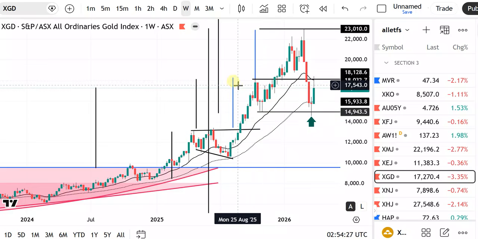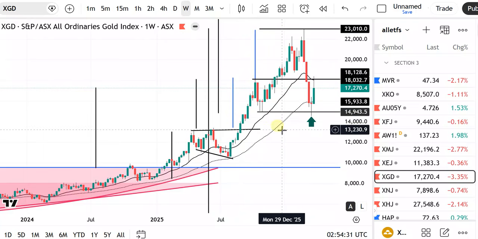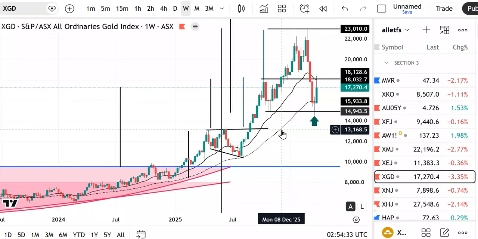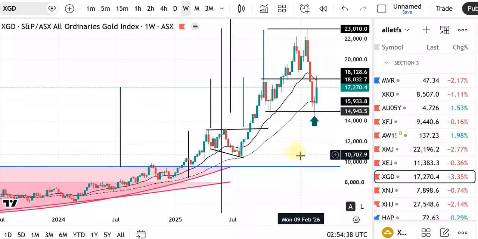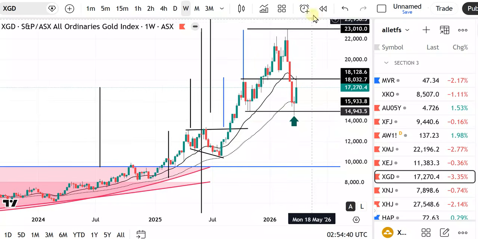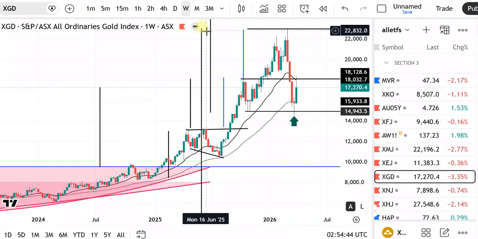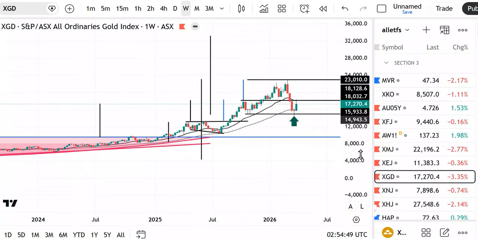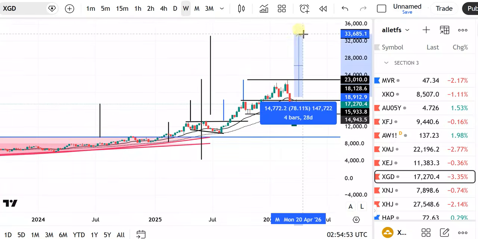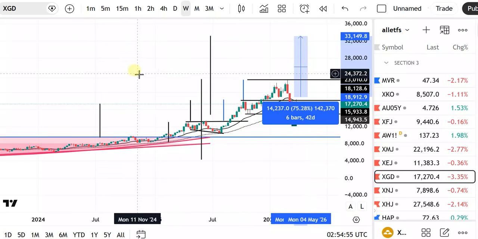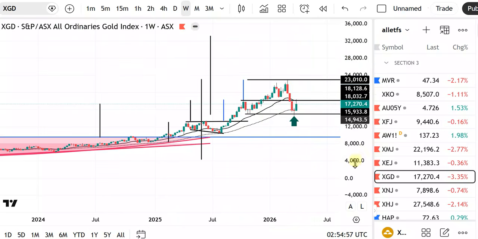So we had another little flagpole and add projection, which gave us that. Now we're going to be very volatile, but we've got this big flag that's forming here and this big flagpole here. So we project out, and that's implying 75% for gold.